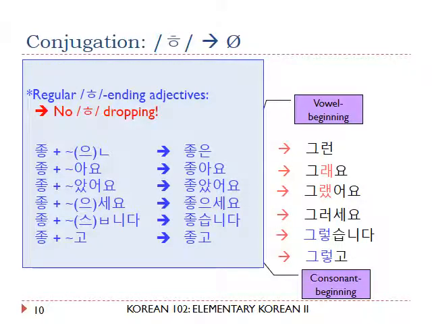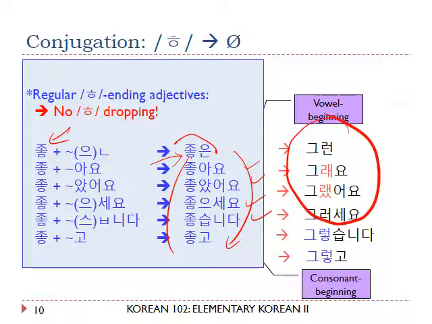When you look at the conjugated forms of a regular ㅎ-ending adjective, such as 좋다, you may be able to find a clear difference in form between regular and irregular adjectives. For the regular adjective, you must not drop the stem-final ㅎ. For example, 좋다 with the noun-modifying suffix 은, the final conjugated form is 좋은. Note that there's no omission of stem-final ㅎ, right? You see the same pattern in the rest of the examples: 좋아요, 좋았어요, 좋으세요, 좋습니다, 좋고. So the stem-final ㅎ stays. On the other hand, for the irregular adjectives, the stem-final ㅎ is omitted when it is followed by a vowel, right? So you see the clear difference in form.